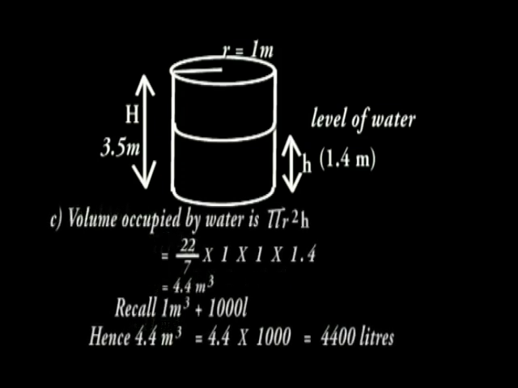Volume occupied by water is pi r squared h, which gives us 4.4 meters cubed. Using the conversion of 1 meter cubed equal to 1000 liters, we have 4400 liters. Example 2. A cylindrical tank A has a radius of 28 meters.